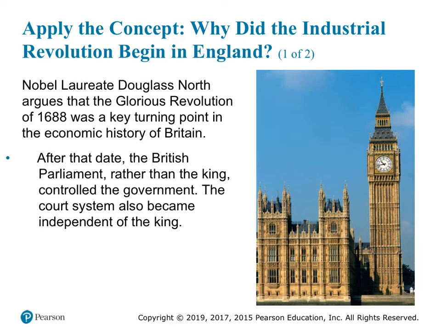Nobel laureate Douglas North makes the point that the revolution began in England because after 1688, the British Parliament, rather than the king, controlled the government. The court system also became independent of the king. This is very important because an independent court system is important to uphold the rule of law. It keeps a country more honest. It protects property rights. And with strong property rights and strong rule of law, you have entrepreneurs willing to take the risk to bring their ideas to fruition without fear of government seizure of their property.